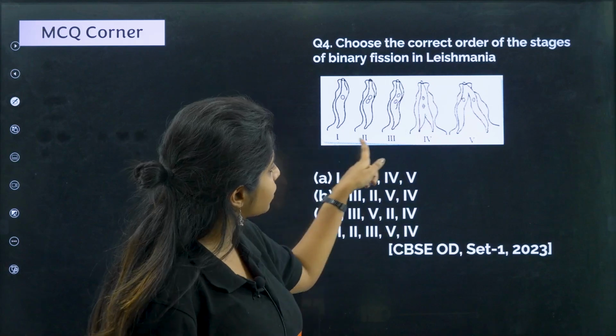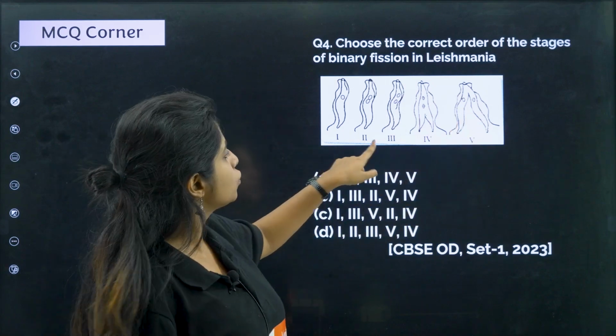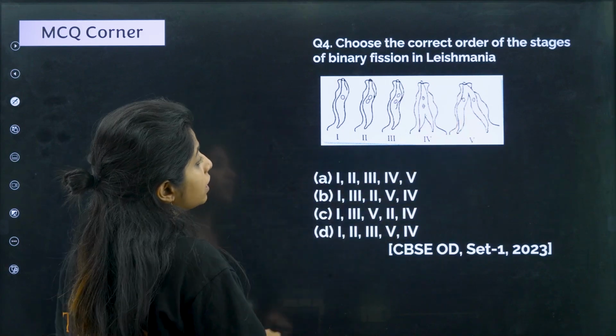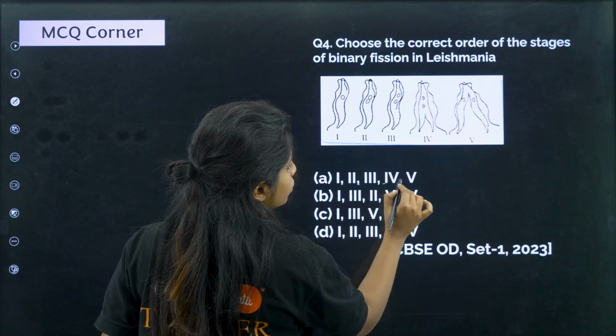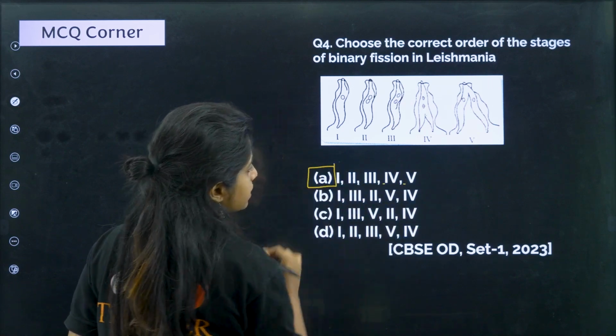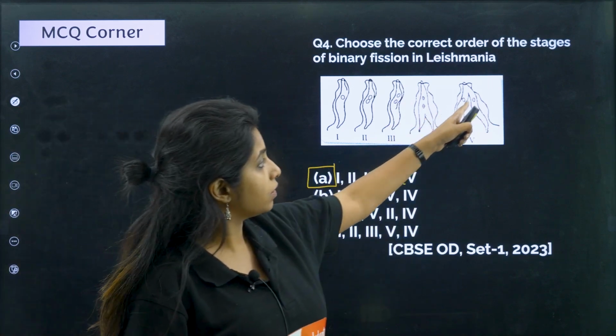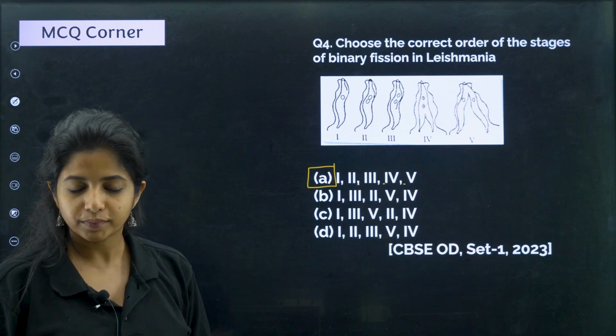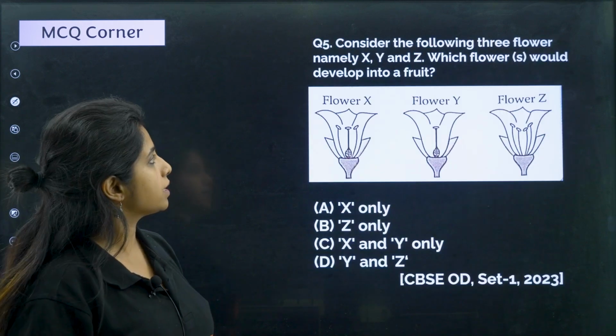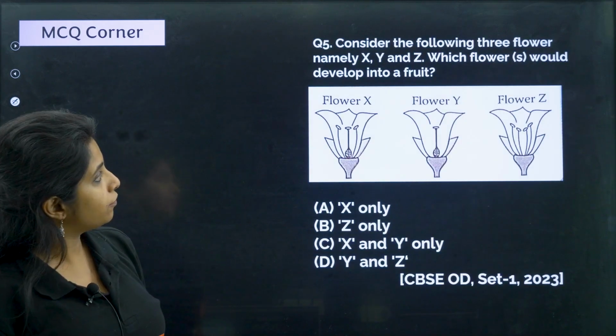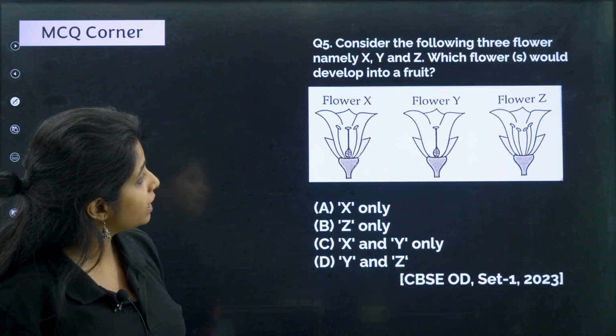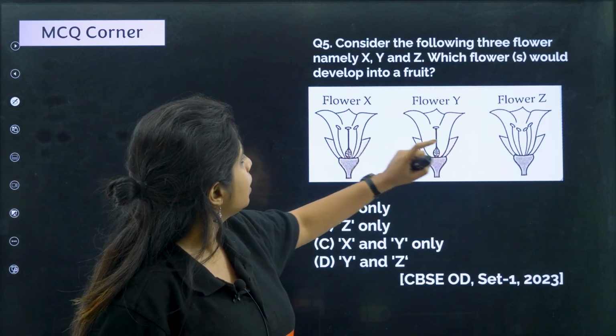So this is the correct way of division: 1, 2, 3, 4 and 5. This is in the correct order. So we have to say 1, 2, 3, 4 and 5. This becomes the answer. At last they are going to divide into 2. Cool? Next. Consider the following three flowers, namely X, Y and Z.